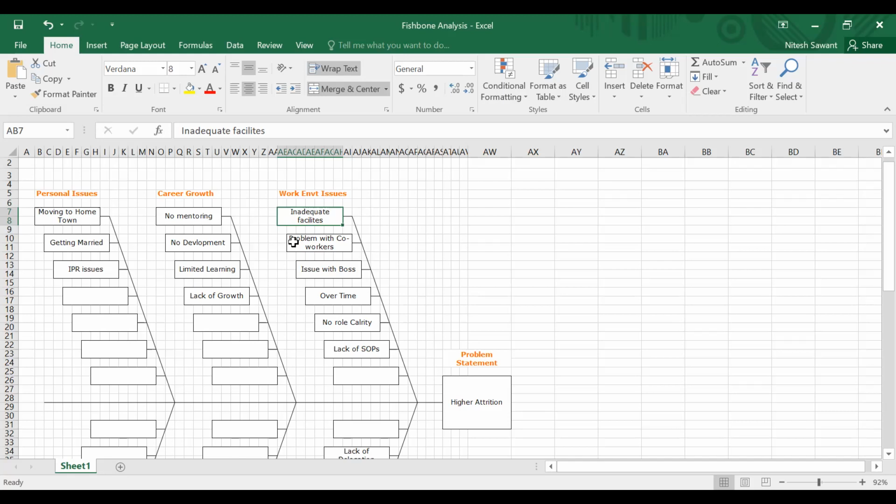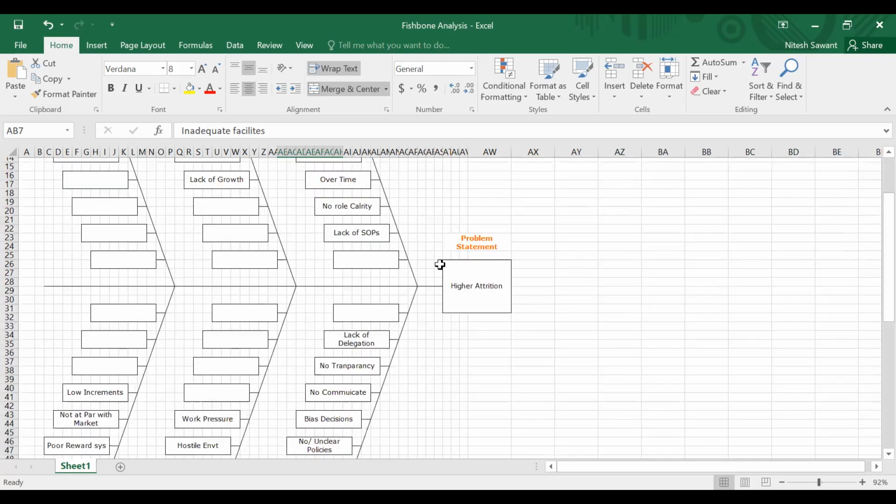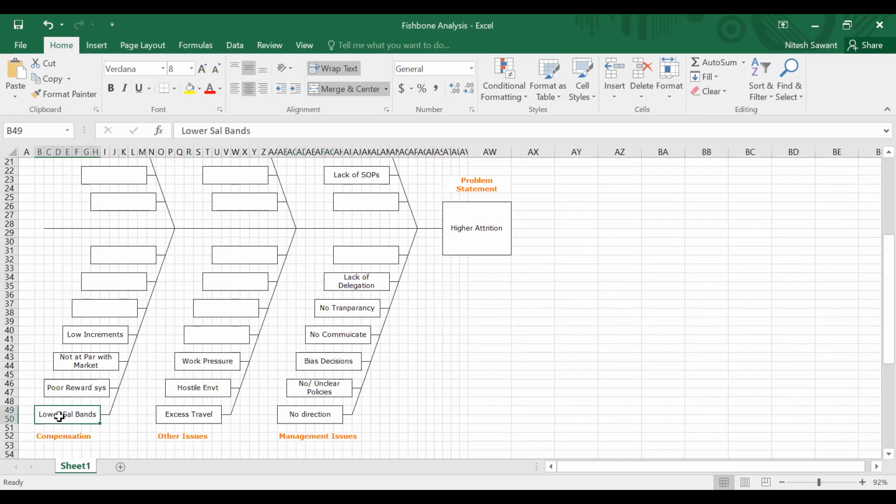Once you get a frequency, say for example we get a majority that because of the low salary bands, people are leaving. And then low increment also. Let us take only one reason, that low salary is one of the major issues contributing maximum. Now you have data, you have metrics, you have analytics.